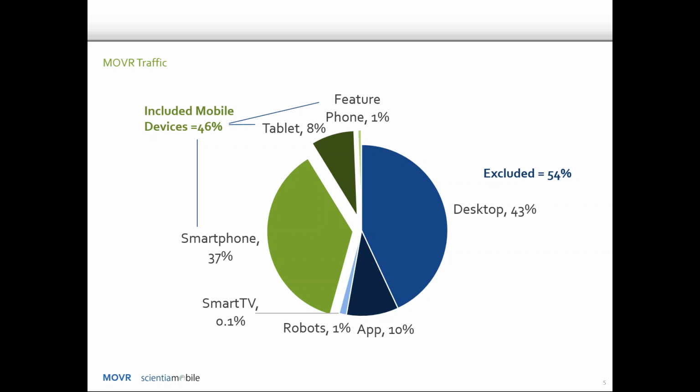For the MOVR report, we've actually collected over 35 billion hits so far over the last 2 or 3 years, and we segment out the type of analysis that we do based upon what we call the form factor. In this case, most of our reports focus on smartphones, tablets, and feature phones. We also identify smart TVs, robots, and apps on smartphones that might be using the mobile web. But the robots, the smart TVs, and the desktops are usually excluded unless we say otherwise.